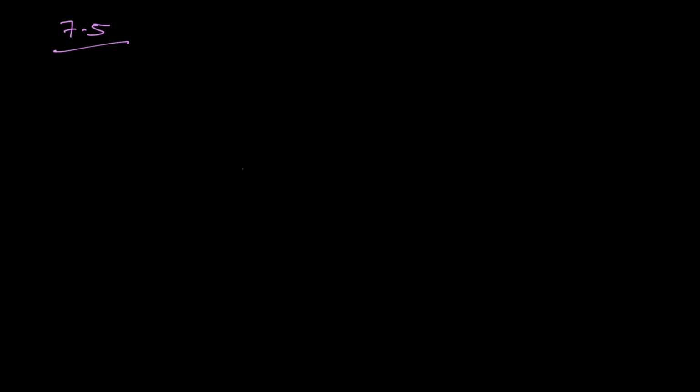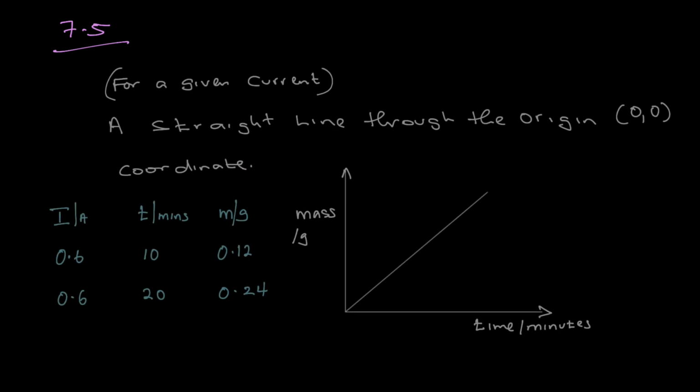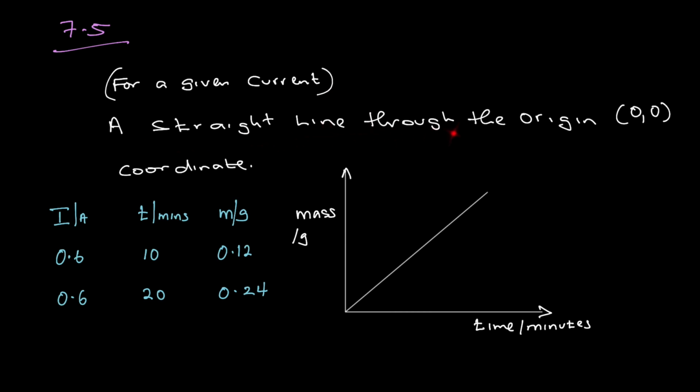Question 7.5. How do the results in figure 5 support the conclusion that the total mass of copper produced is directly proportional to the time? So for a given current, a straight line through the origin, that means the coordinate 0, 0 here. Now let's look at the direct proportionality in the sense of the mass and time. So when we choose a current of 0.6 amps from the data, time was 10 minutes and the mass produced was 0.212 grams, and at 20 minutes the mass produced was 0.24, so that has doubled. When this doubles, that doubles. That means they're directly proportional to each other.